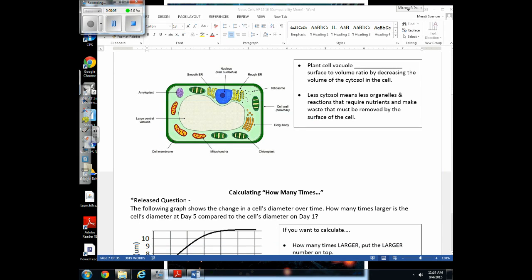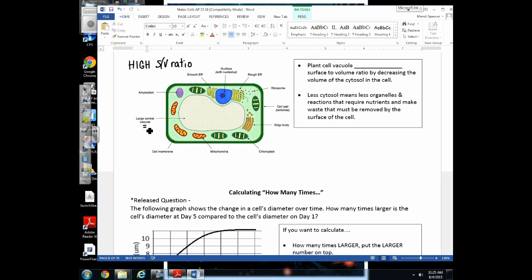Let's visit one more concept related to surface to volume ratio, and then I'm going to show you an example of another question where there are some calculations involving changes in a cell size over time. To review, plants need a high surface to volume ratio to efficiently exchange materials with the environment. Now, let's relate this to a plant cell. And you remember we talked about plant cells have large vacuoles because they need to store a lot of water.